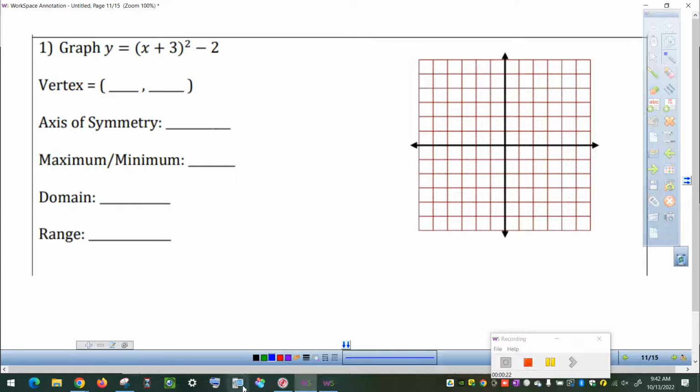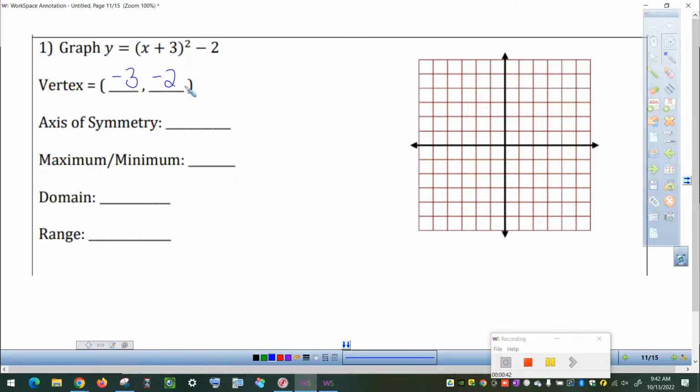Let's go take a look at a few more graphs. So we are going to be filling in some pieces very similar to what we just practiced, but we're going to go a little bit further. So you'll notice that there's 4 additional things that we are going to be asked for every graph that we make. So let's go ahead and start by identifying the vertex.